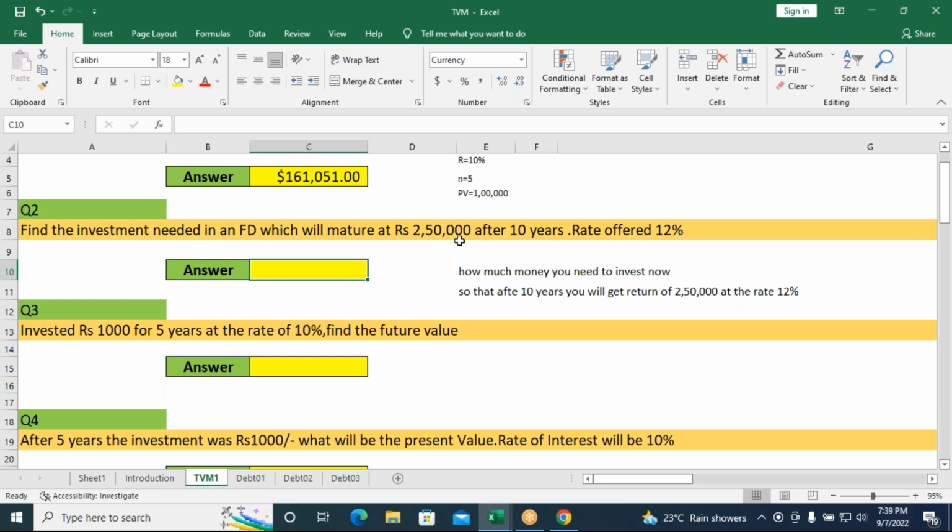So what is the present value? That is, today, how much if I invest? After 10 years, I'll be getting 2.5 lakhs. So here I need to find the present value. So I need to type in PV, that is present value, open the parenthesis. As I'm opening the parenthesis, Excel will guide me with the syntax. So what is the rate that I'm looking for? What is the rate of interest I'm going to get?